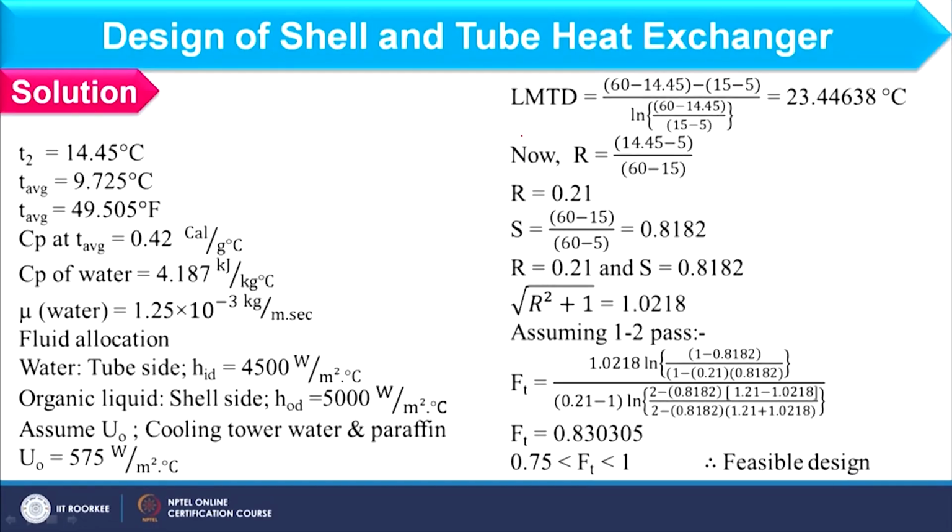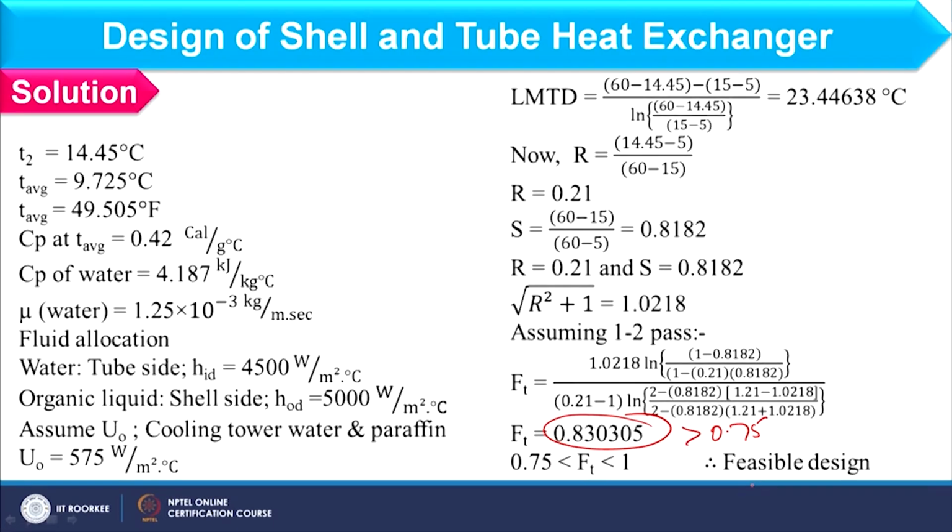Now, once you have all properties of both fluids along with the temperatures, you can simply calculate the LMTD value. So, the correction factor you can obtain as 0.83, which is more than 0.75. So, we can consider 1-2 pass only to start the calculation.